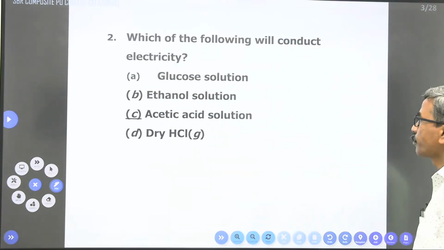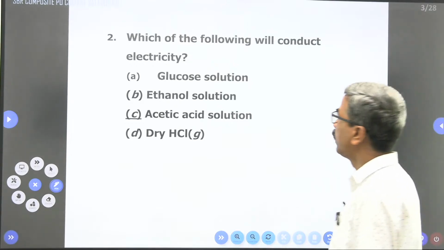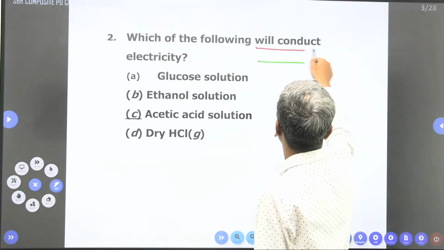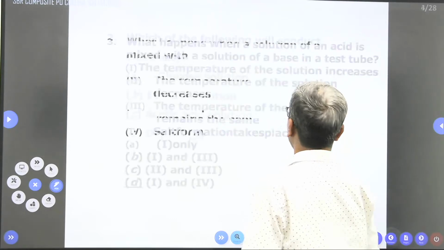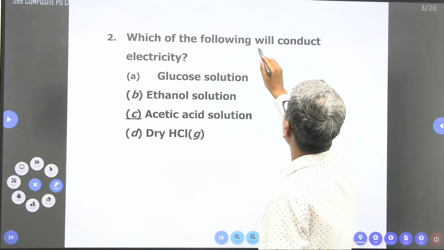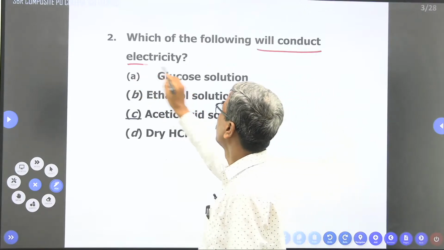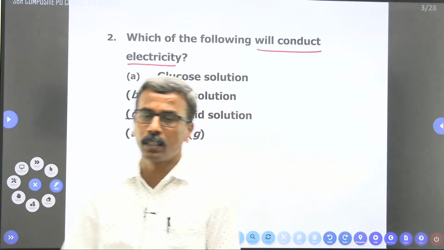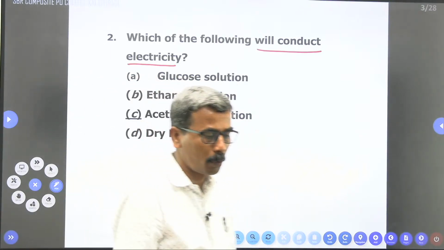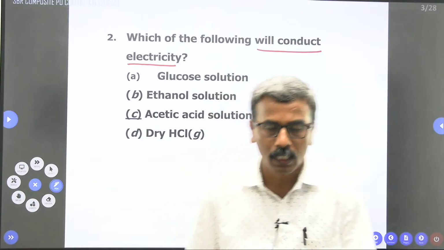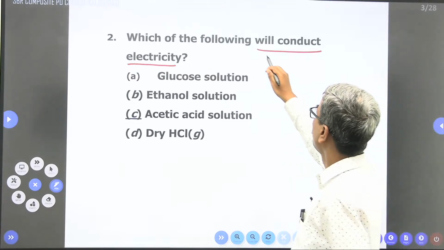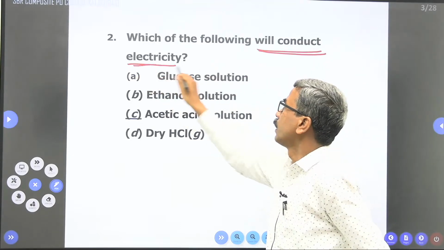Moving to next. Question number 2. Which of the following will conduct? The question statement is, which of the following will conduct electricity? We already know that any substance which, after putting into water, has the property of producing ions, those compounds will be responsible for conducting electricity.